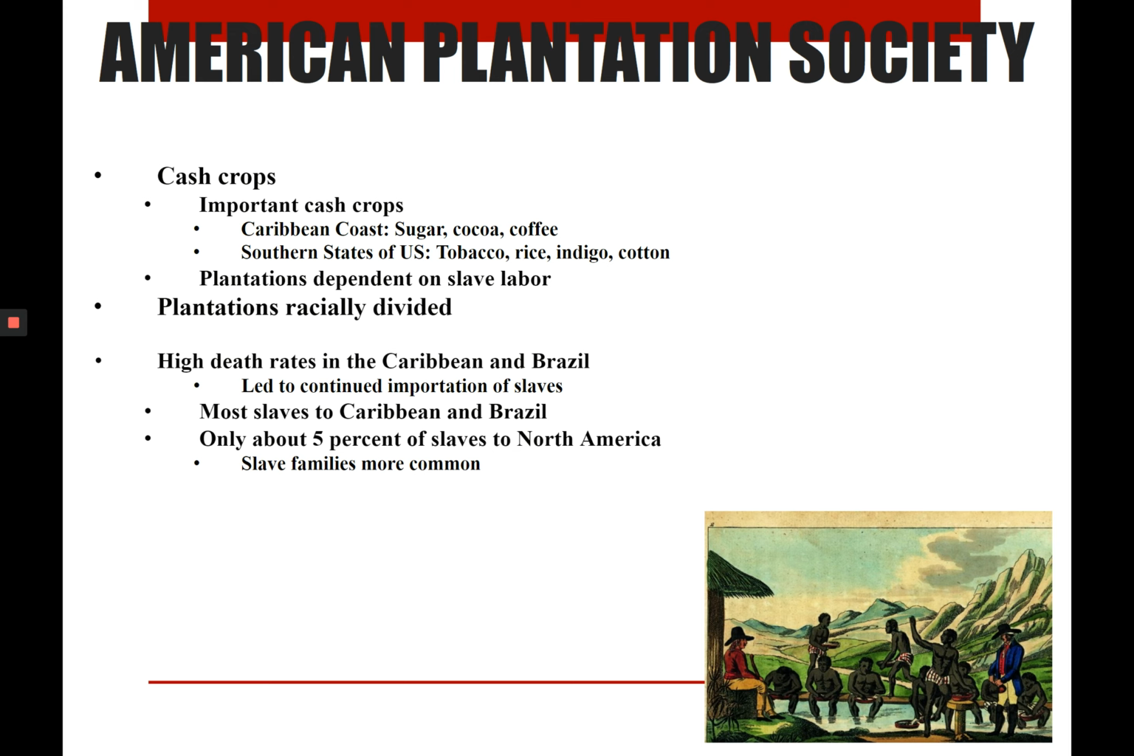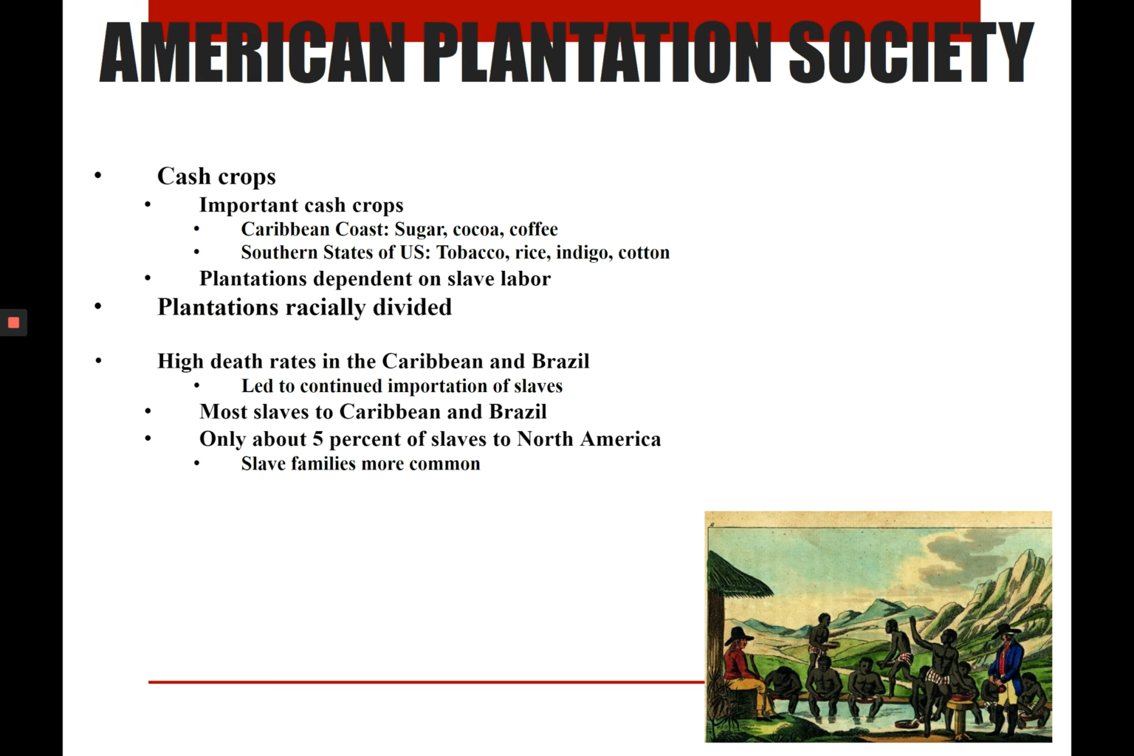And so when we look at the volume of the slave trade, the reason why the volume was so high and why we needed this constant influx of new slaves to the Americas was the death rates were really high, especially in parts of the Caribbean and Brazil. And this was due to harsh treatment and also tropical diseases.